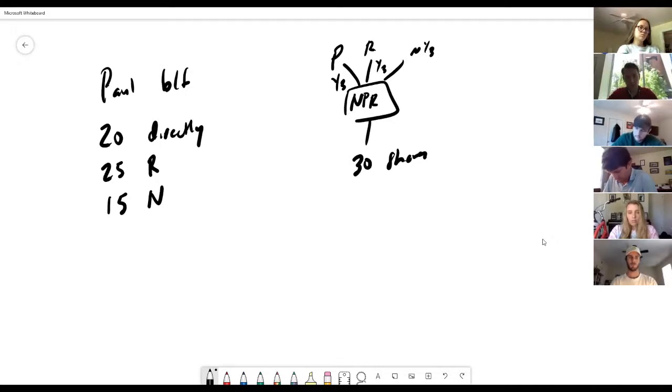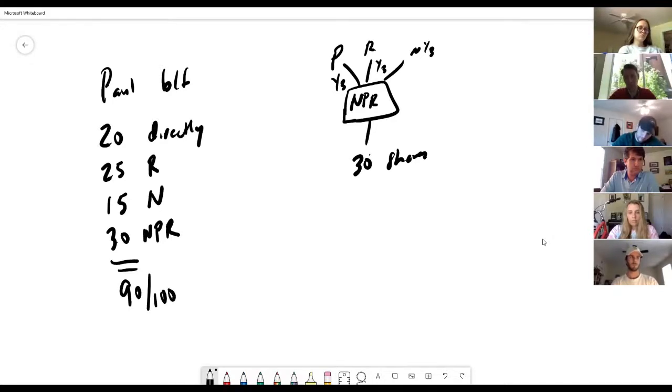So Paul is deemed to own all of NPR because his spouse and his father own the rest of the shares. So he owns 100% of NPR. And if you own at least 50% of a corporation, you're deemed to own a proportional amount of the shares owned by the corporation. So it's going to be 30 through NPR. So that adds up to 90 out of 100. So Paul owns 90 out of 100 before.